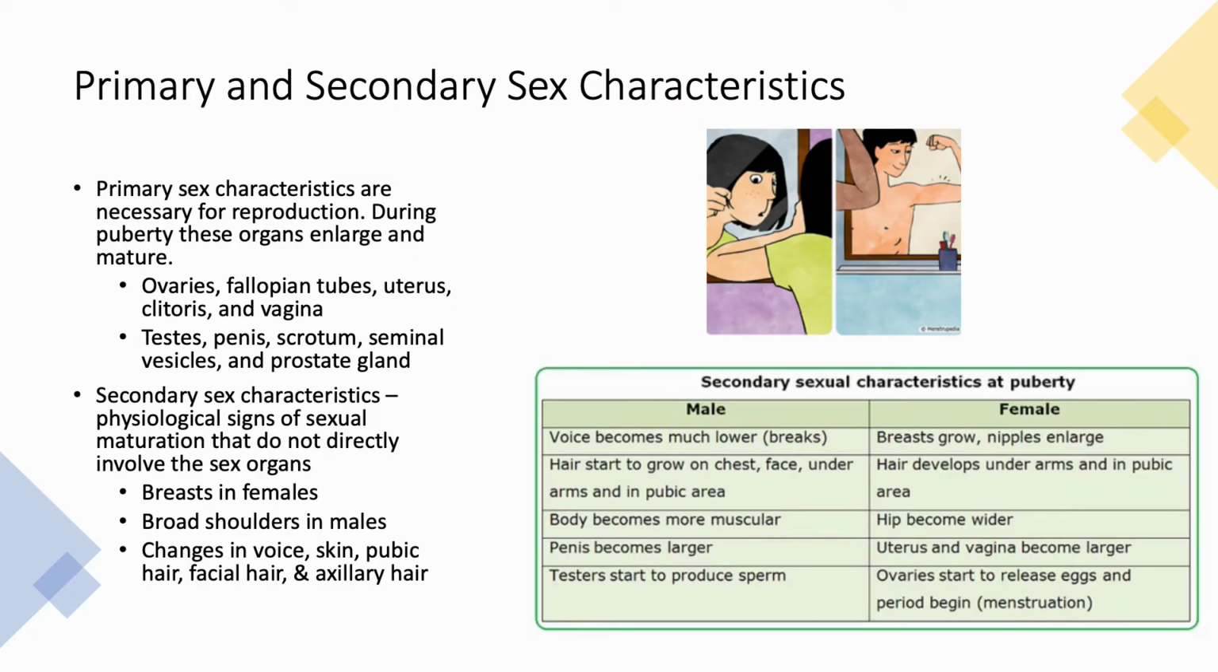The primary and secondary sexual characteristics in boys and girls are something that you've lived through, so you should recognize them. Primary sex characteristics are necessary for reproduction. During puberty, the organs enlarge and mature. So in girls, that's ovaries, fallopian tubes, the uterus, the clitoris, and the vagina. And in boys, it's the testes, penis, scrotum, seminal vesicles, and the prostate gland.